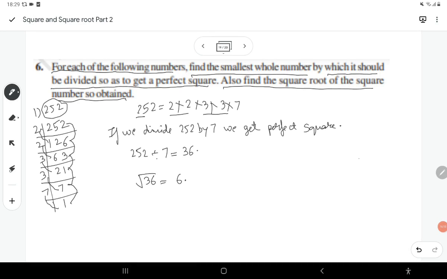So we find 252's factors and pairs. So 2 into 2 1 pair, 3 into 3 1 pair, and 7 alone. So if we divide 252 by 7, then we will get a perfect square number. So 252 divided by 7 comes out to be 36. We are asked to find the square root of 36, which comes out to be equal to 6.